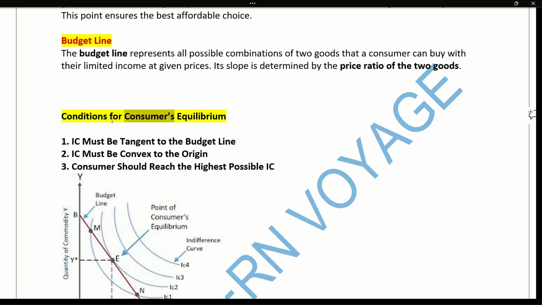Conditions for consumer's equilibrium. 1. IC must be tangent to the budget line. 2. IC must be convex to the origin. 3. Consumer should reach the highest possible IC.